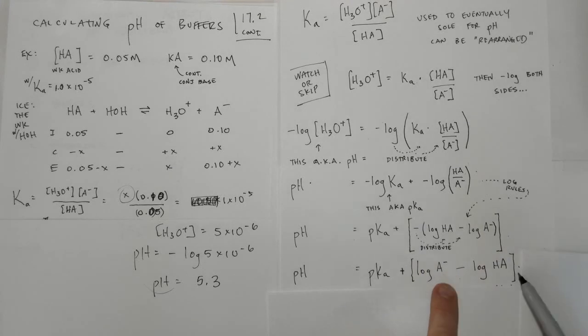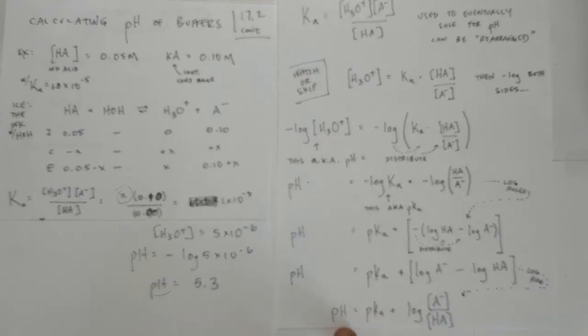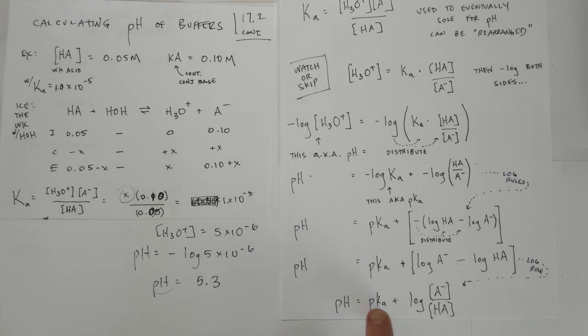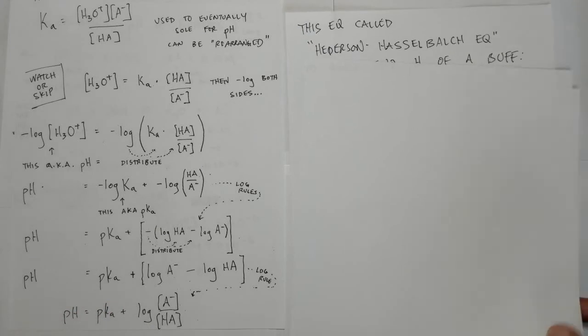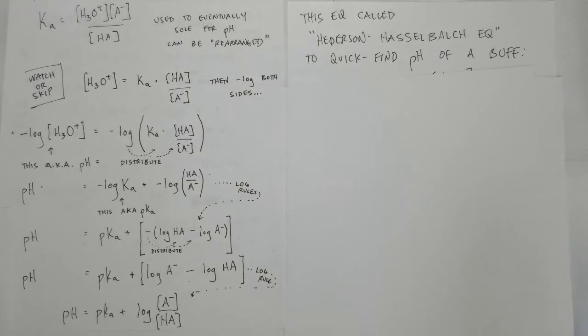Rewriting this one more time, remember when you subtract two things that are logs, you can actually have this species divided by this species. And so my final equation ends up being pH is equal to pKa plus the log of base over acid. This equation is super popular in acid-base buffer chemistry, and this equation is called the Henderson-Hasselbalch Equation. It's used as a quick find for the pH of a buffer solution.